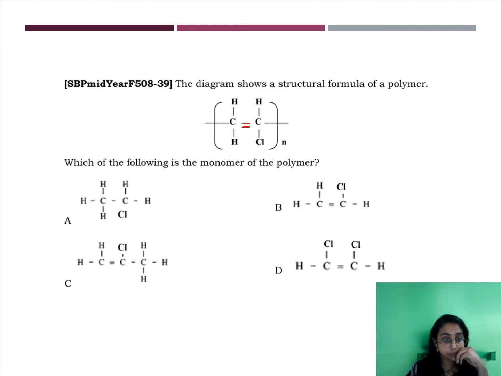So when you close it up, how does the structure look like? Here will be H, here H, here C double bond, HCl. So what's the best answer you could see? Yes, the answer is B.